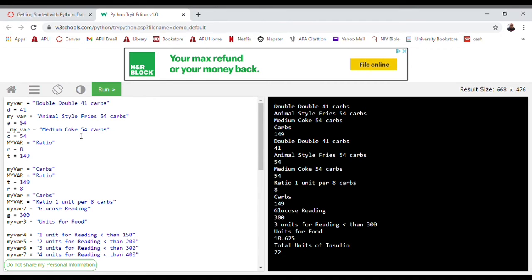A equals 54 and C equals 54. So you have your fries and your Coke. And now your ratio, which is for every 8 carbs is 1 unit. And your total carbs for the food is going to come out to 149. She's greedy.